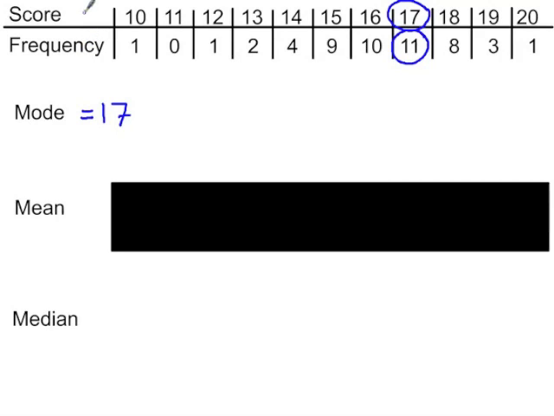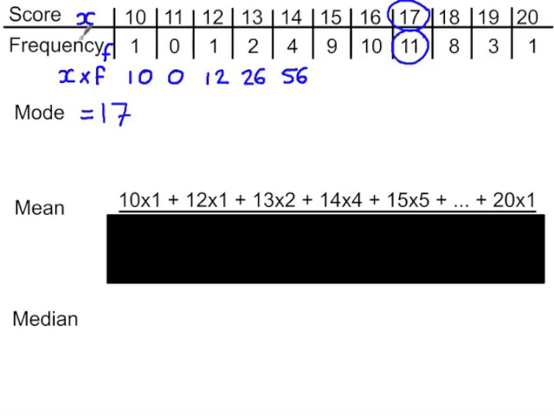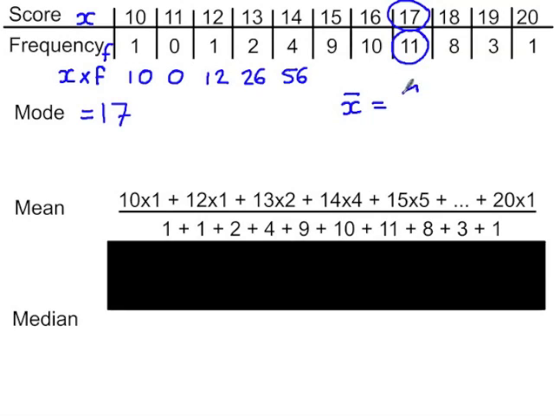But we can speed up that process if we label the scores X and the frequencies F and multiply X by F, and so on. So rather than having to go 10 plus 12 plus 13 plus 13 plus 14 plus 14 plus 14 plus 14, we can speed that process up by multiplying each score by its frequency. And then N is the total of all the frequencies. Our mean is the sum of all the scores multiplied by their frequencies divided by the sum of the frequencies.